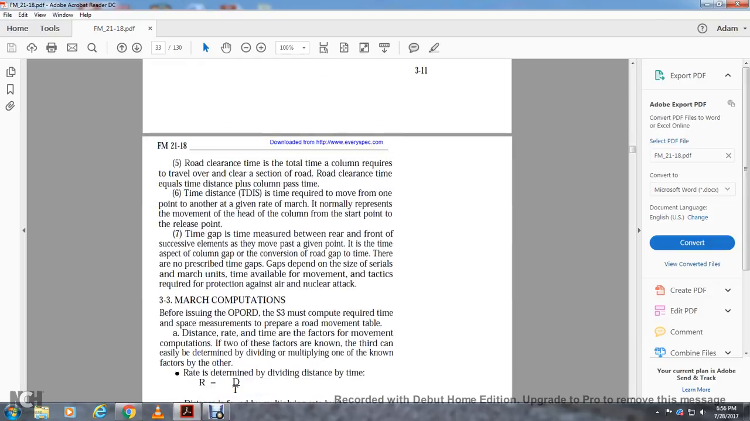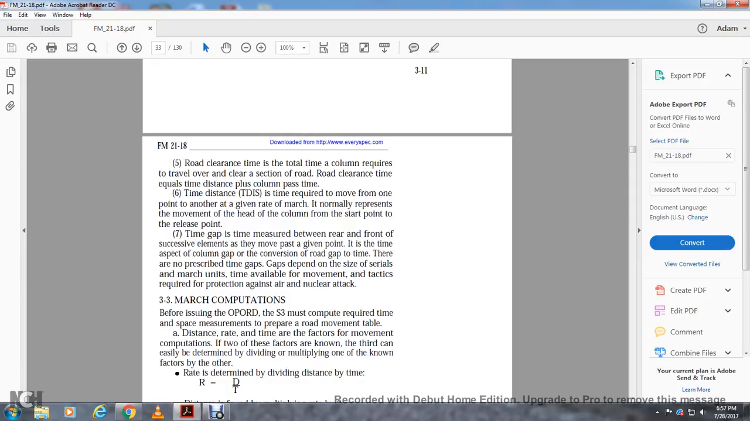All right, five. Road clearance time is the total time the column requires to travel over and clear a section of road. The road clearance time is equal to the time distance plus the column pass time. The time distance, TDIS, is the time required to move from one point to another, given the rate of march, normally represented by the movement of the head of the column from the start point to the release point.